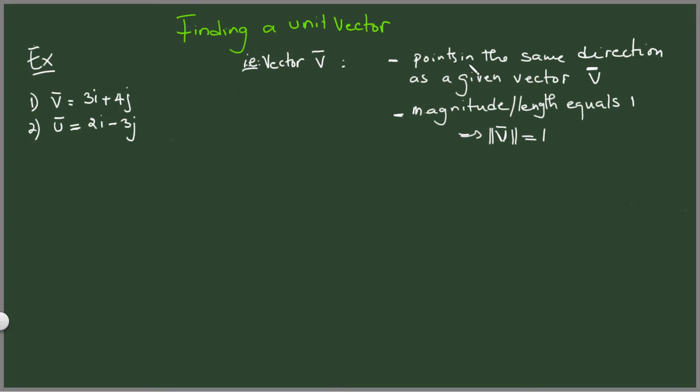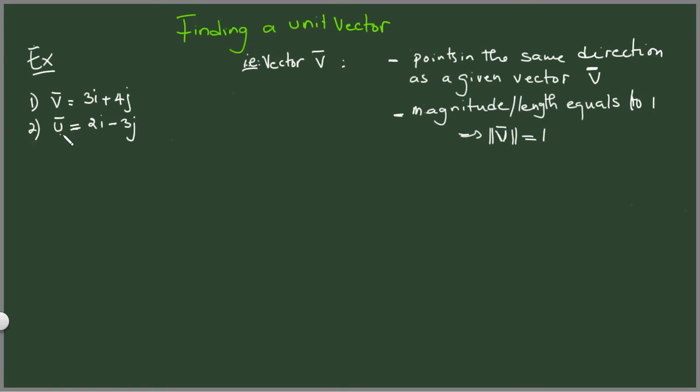it's a vector that points in the same direction as the given vector v, and it has a magnitude, or length, equal to 1. And that actually means that this absolute value, this magnitude, equals 1.